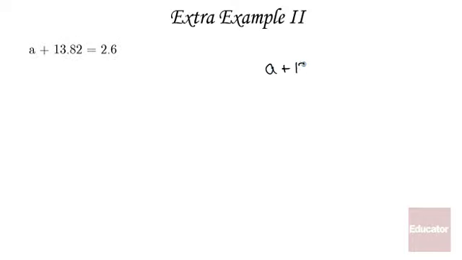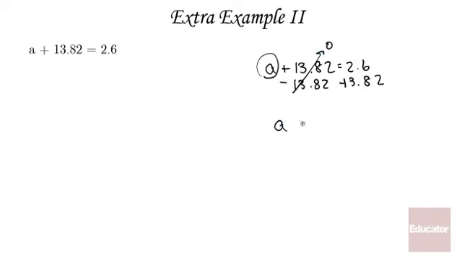A plus 13.82 equals 2.6. So here I'm going to subtract 13.82 from both sides because that will help me isolate the variable. I'll be able to get A alone by using this inverse operation of addition. Opposite of addition is subtraction. Subtraction property of equality tells me to subtract from both sides. This cancels out to 0.